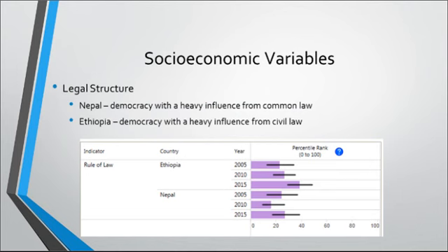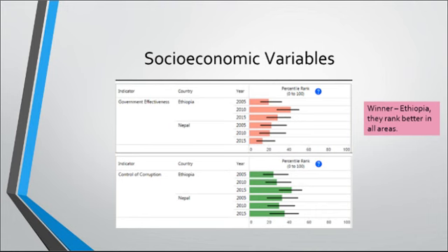Both countries are democratic. However, Ethiopia has a heavier influence from civil law and Nepal from common law. Ethiopia ranks better than Nepal. Ethiopia has a better control on corruption and has a more effective government compared to Nepal.